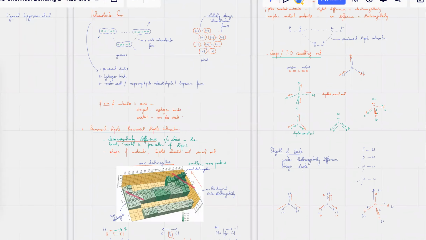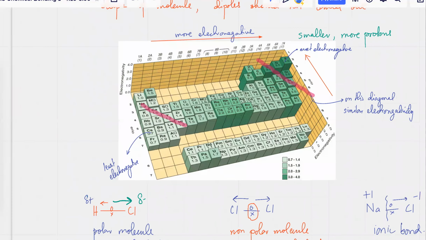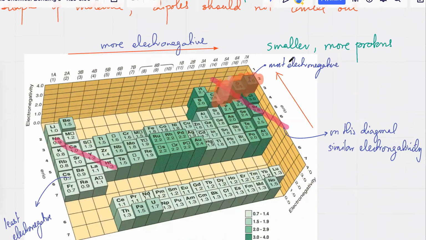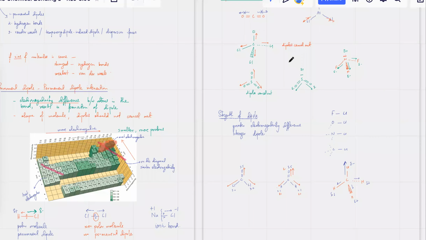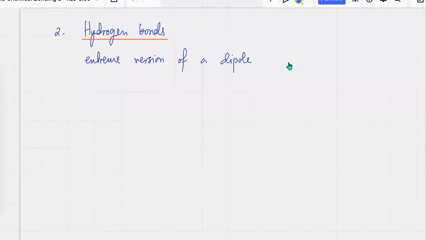We had the electronegativity table. Now, the most electronegative elements that you have are these ones over here, the ones that I'm going to shade. So the most electronegative elements are the ones right in the corner. That's nitrogen, oxygen, and fluorine. These are the most electronegative elements. So it's an extreme version of a dipole.